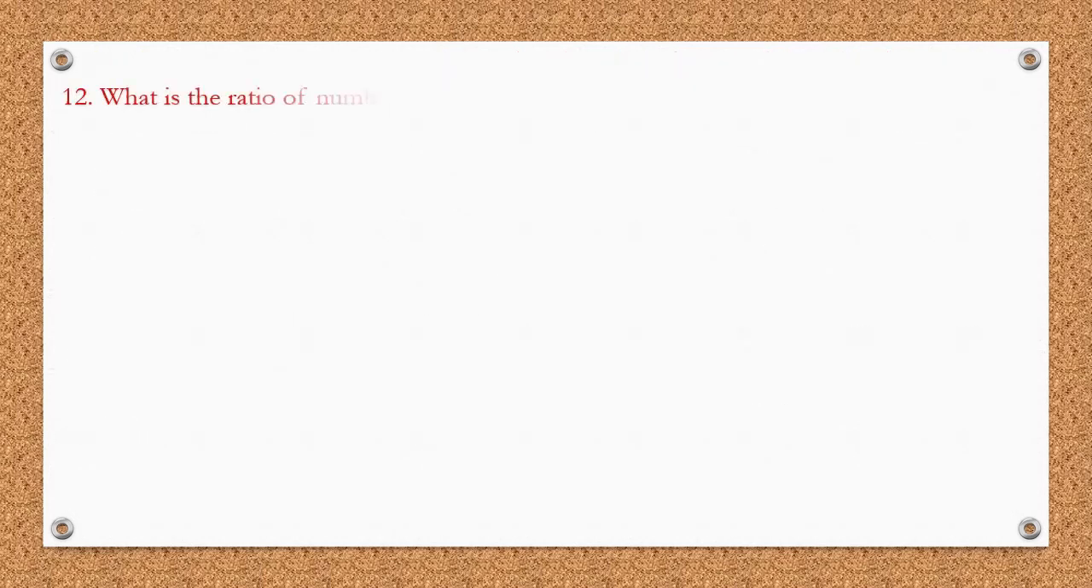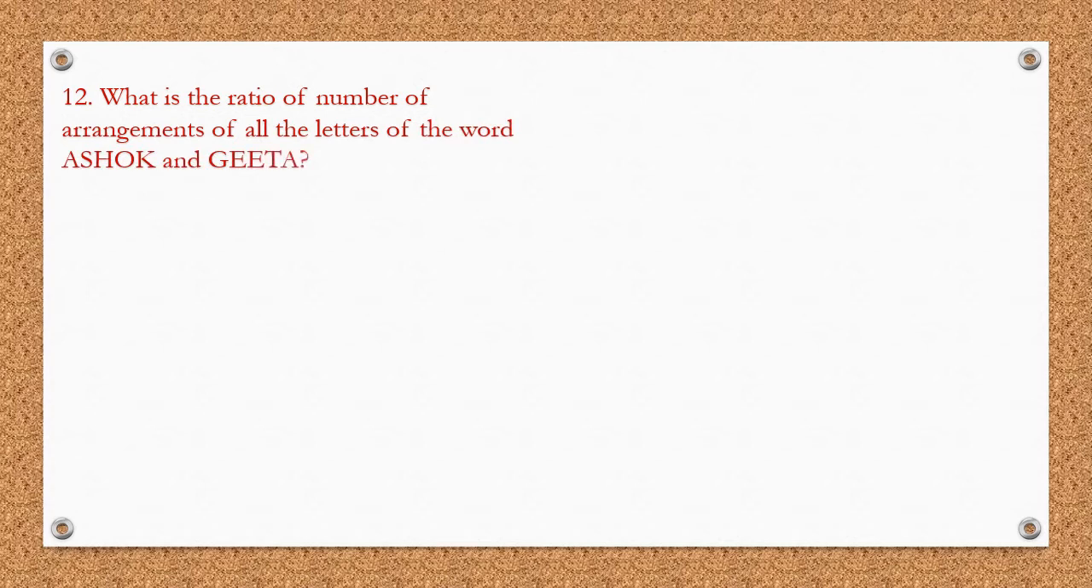Question number 12. What is the ratio of number of arrangements of all the letters of the word Ashok and Gita? Chalo, let's write down the words Ashok and Gita first. Now looking at the word Ashok, there are 5 characters and I need to calculate its total arrangement. And as you can see from the word Ashok, there are no repetitions. So simply 5 factorial. Because 5 characters are there, it will be 5p5. So I will call it 5 factorial.